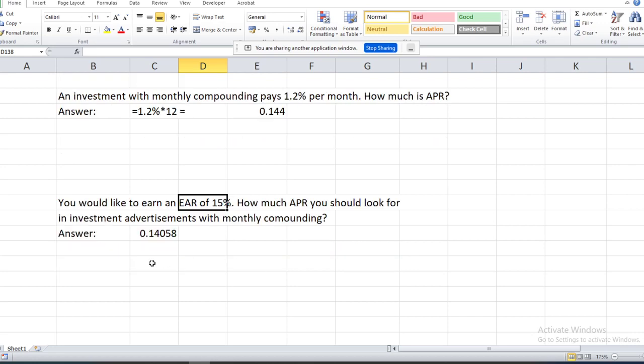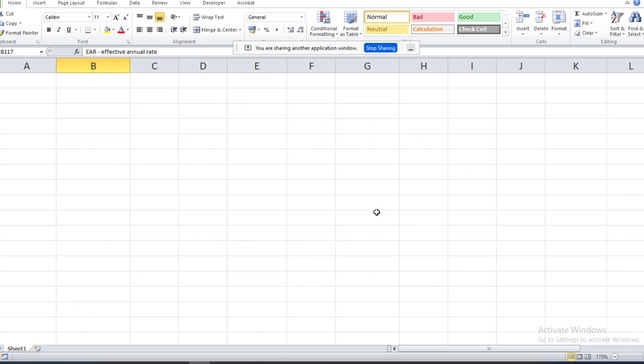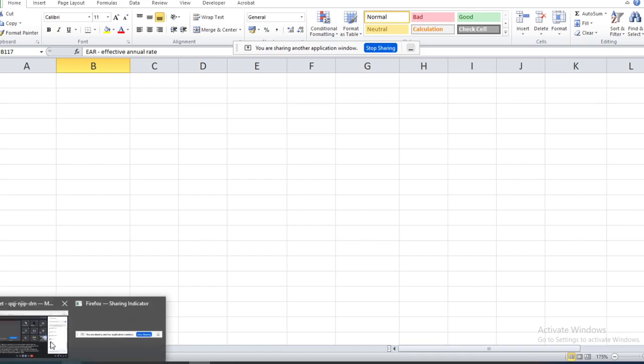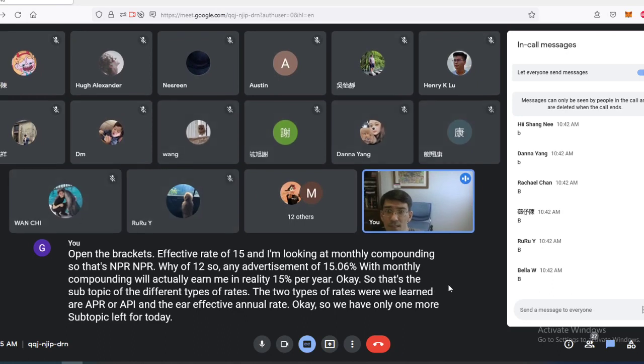Okay? So that's the subtopic of the different types of rates. The two types of rates we learned are APR or APY and the EAR, effective annual rate. Okay? So we have only one more subtopic left for today. Before we move on, any questions so far?